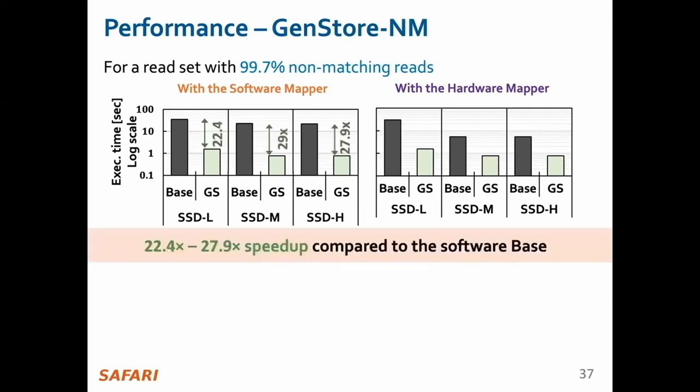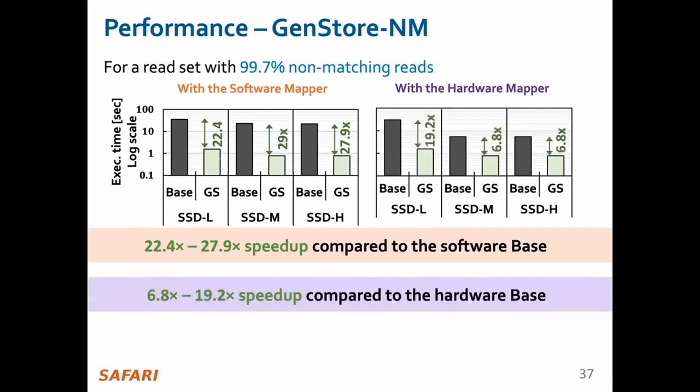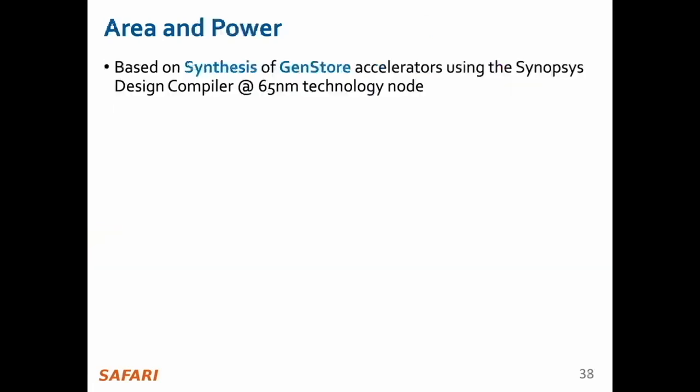So GenStore provides up to 27.9 times the speedup compared to the software baseline, and up to 19.2 times the speedup compared to the hardware baseline, and on average 27.2 times energy reduction on this input data set, which has very high genetic variation.